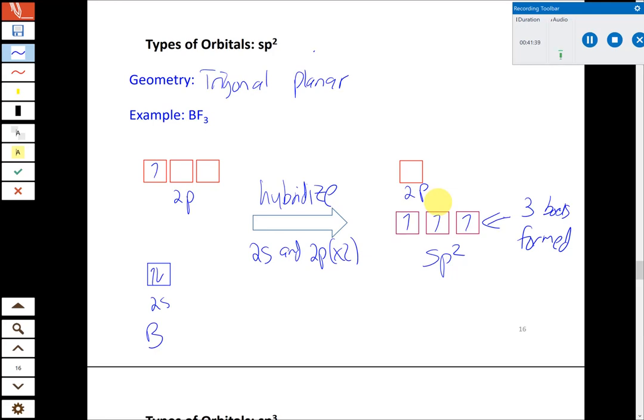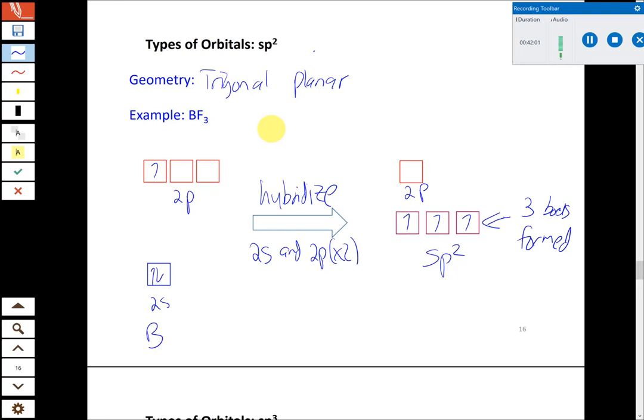Why is there still an empty 2p? Well, we have to keep the same number of orbitals. So we always have in boron a 2s and three 2p orbitals. And so if we're going to only mix together three of those to make sp2, we still have the 2p that's still there. If we mix together all four of the orbitals, we would have made, as we'll see in the next slide, sp3 hybrids, which are the wrong geometry for BF3.